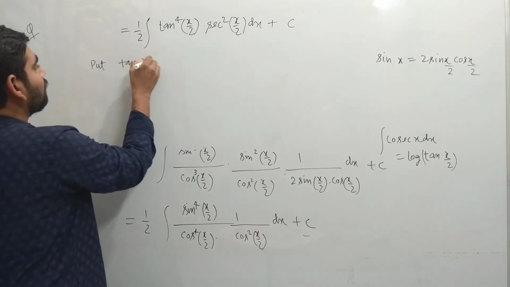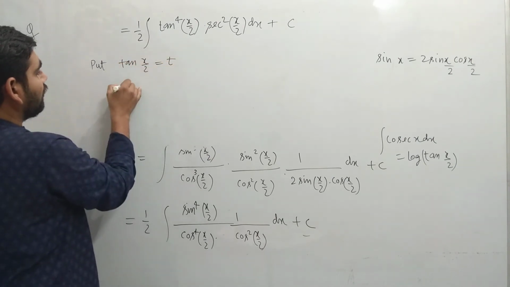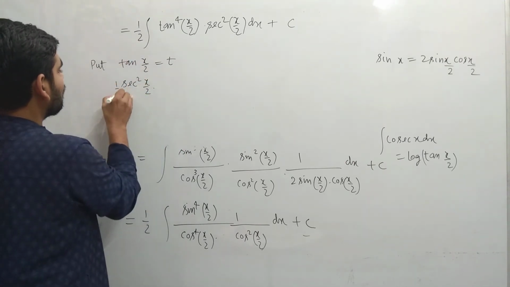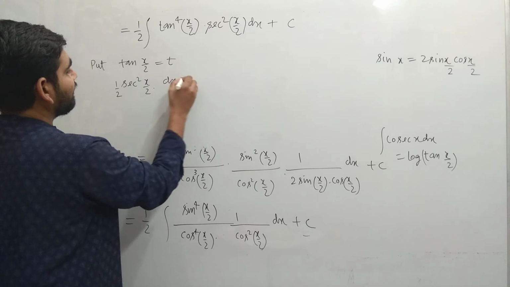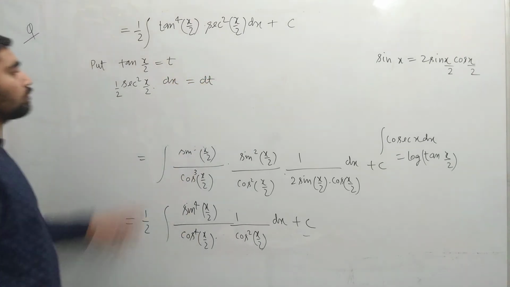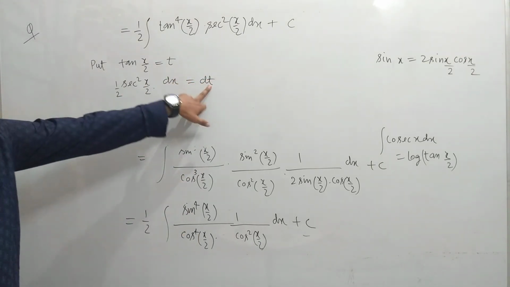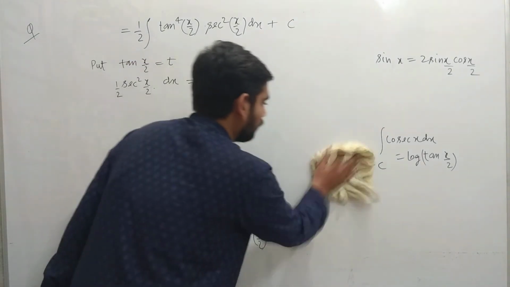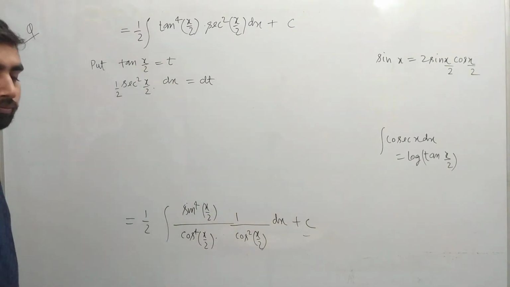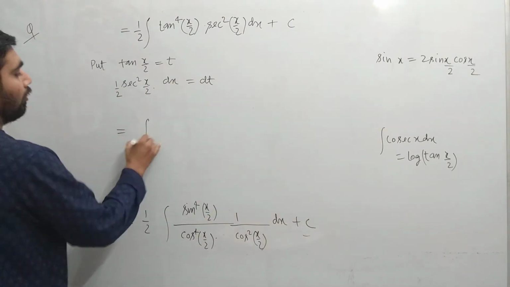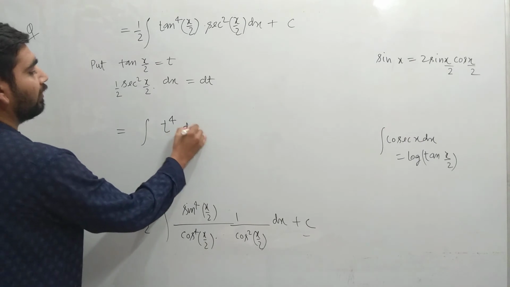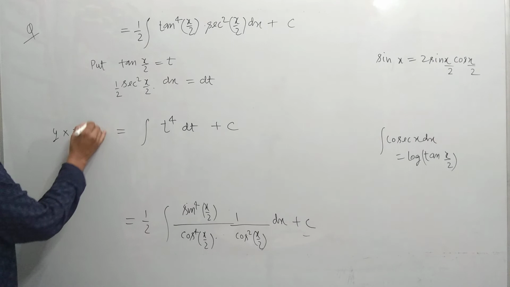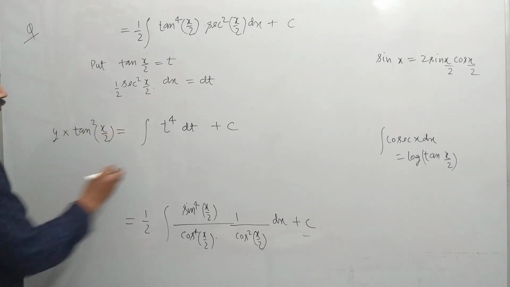Putting tan x upon 2 equals to t, on differentiating we get sec square x upon 2 times the derivative of x upon 2, which is 1 upon 2, and derivative of x is dx equals to dt. So sec square x upon 2, 1 upon 2 dx will be replaced by dt, and thus it will become t to the power 4 dt plus c, and here it is y into tan square x upon 2.